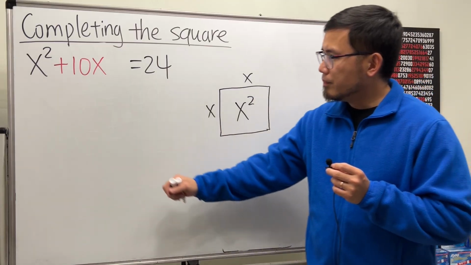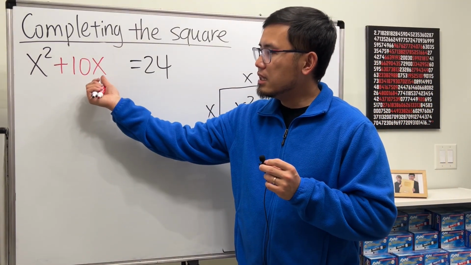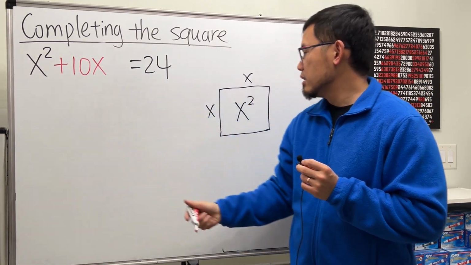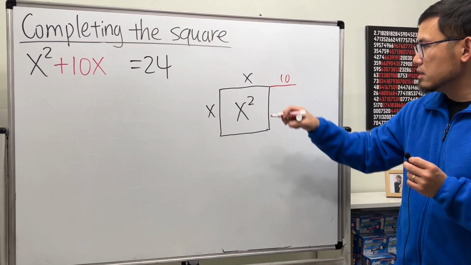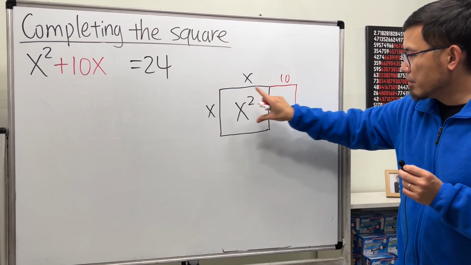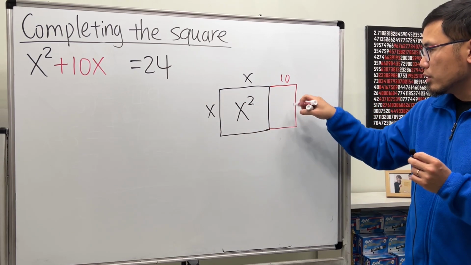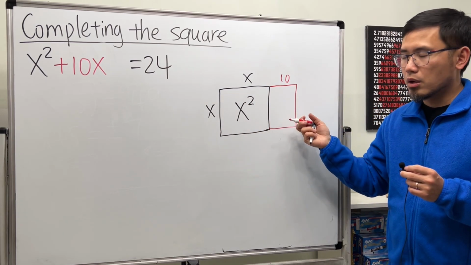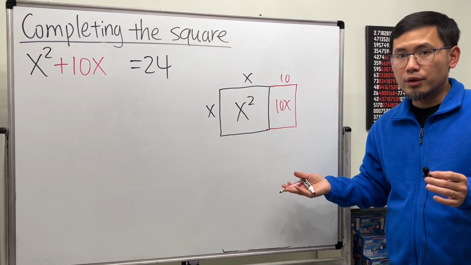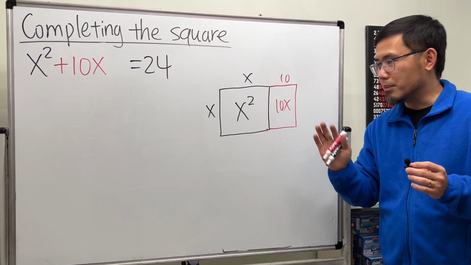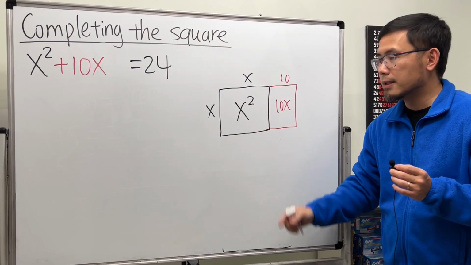To continue, next we have to add 10 times x. So 10, maybe it's like this much. And then x is still right here, same thing. So the area of this rectangle is just 10 times x, 10x.